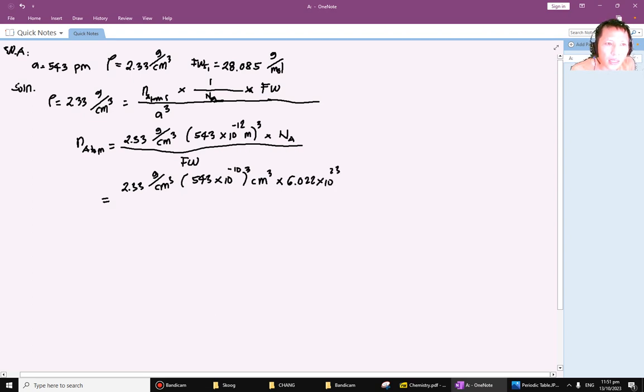Unit is atoms per mole. Take note of the unit. It should all be cancelled. What will remain is the number of atoms. So cubic centimeter is cancelled. How about the formula weight? The formula weight is 28.085 grams in every 1 mole. So mole cancel, mole cancel.